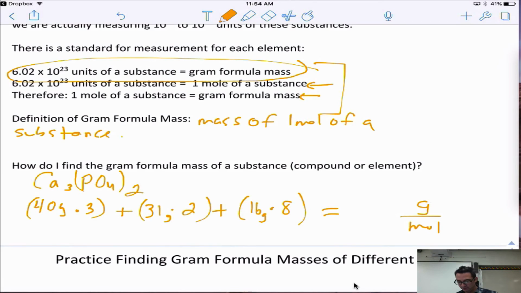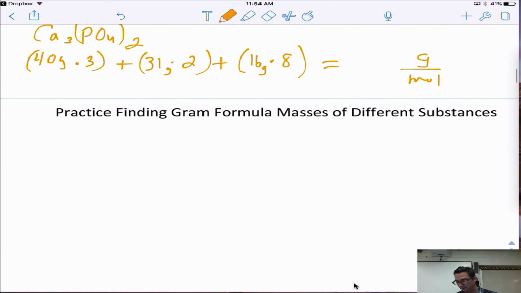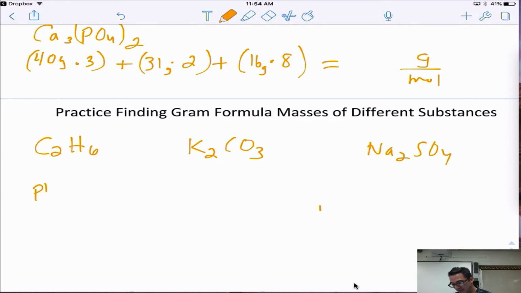So go ahead, do some practice with this. Let's try something like C2H6, K2CO3, Na2SO4, PbC2H3O2. Find the gram formula mass of these four.